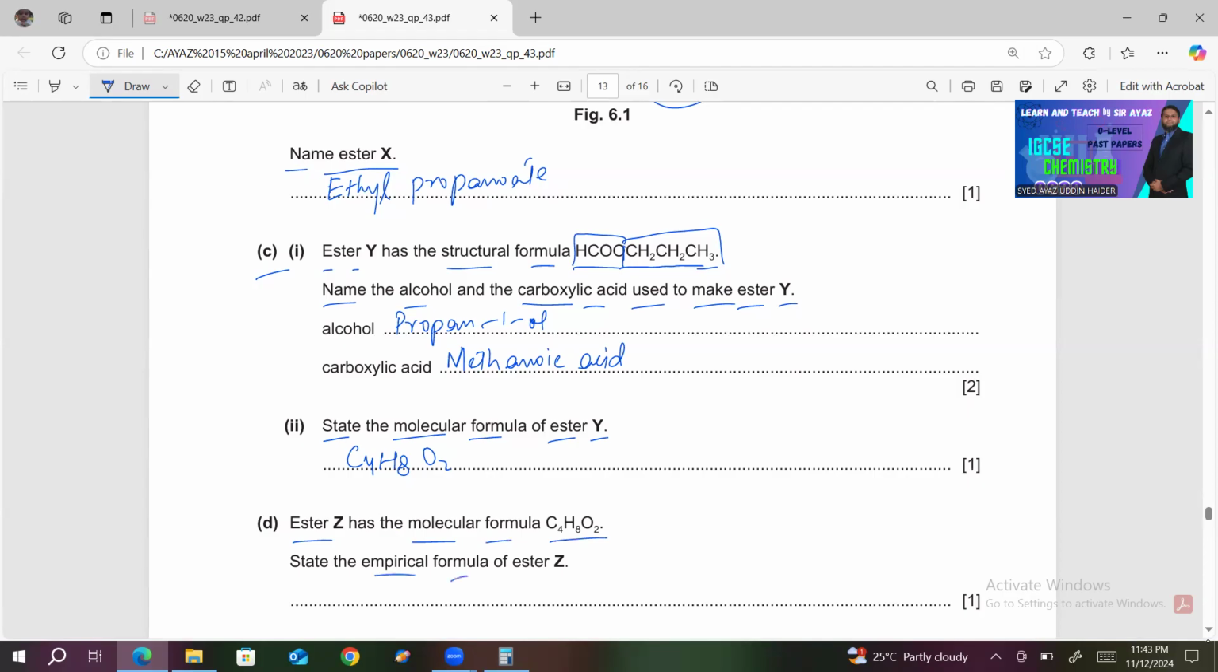Ester Z has the molecular formula C4H8O2. State the empirical formula of ester Z. So simplify this. 2 is the smallest number. So all these will be divided by 2. 4 divided by 2. H8 divided by 2. O2 divided by 2. So we'll get C2H4O.